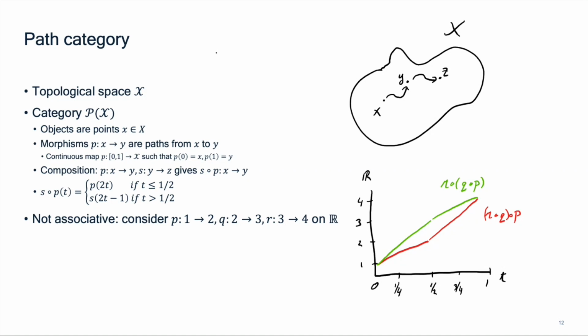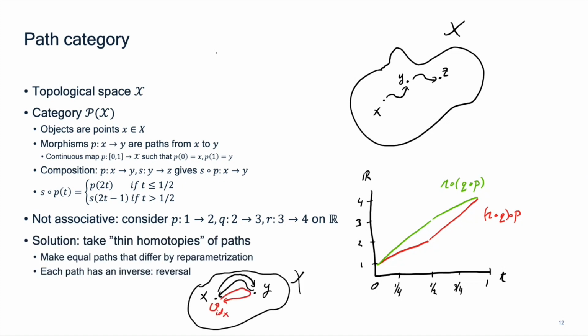So there may be similar paths also going from the start point to the end point, but they're different in time parameterization, so they're not exactly the same. The solution here is to take something called a thin homotopy of paths, which I won't go into detail, but it says that we can reparameterize the paths, and then we say that they're equivalent.